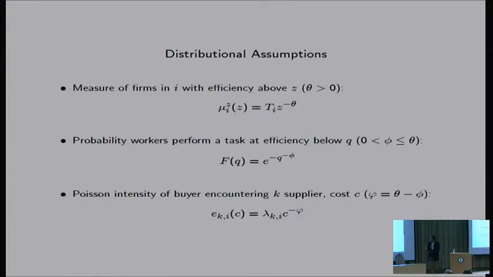And that's an intensity, not a Poisson parameter yet. It has to be integrated over some measure of suppliers to become a Poisson parameter, but that intensity is related to the cost of the supplier, so that you're more likely to know about low-cost suppliers. That's governed by that parameter, what we call funny phi. And then lambda_ki is the search friction, and a higher lambda_ki means you know about more potential suppliers.